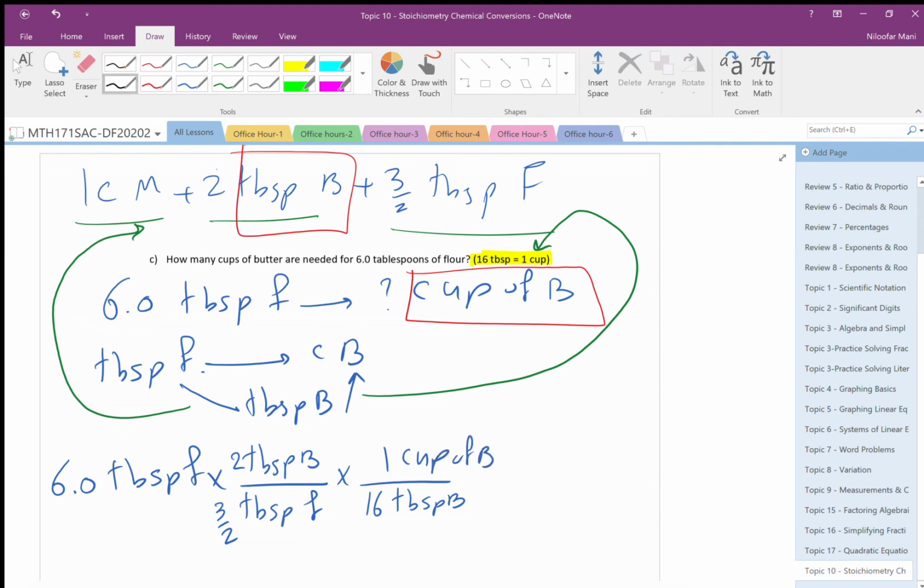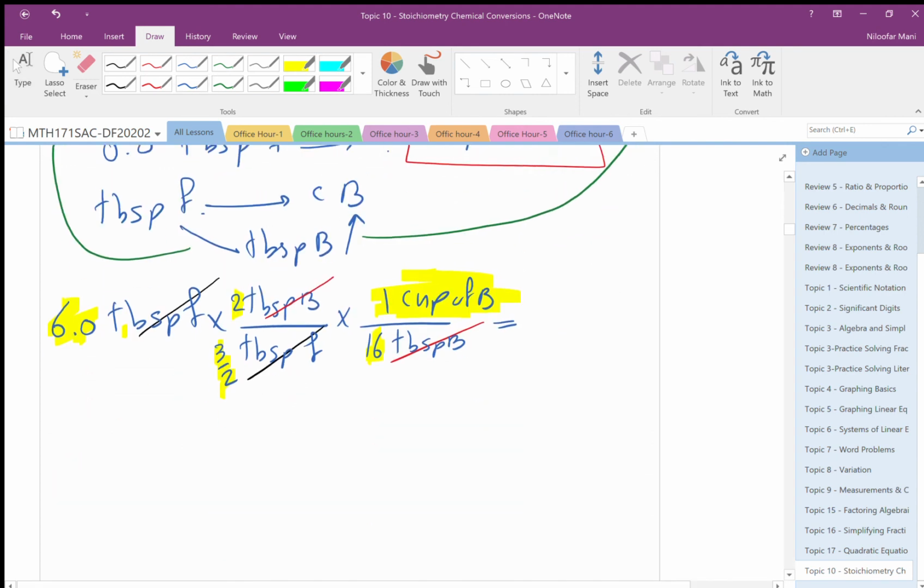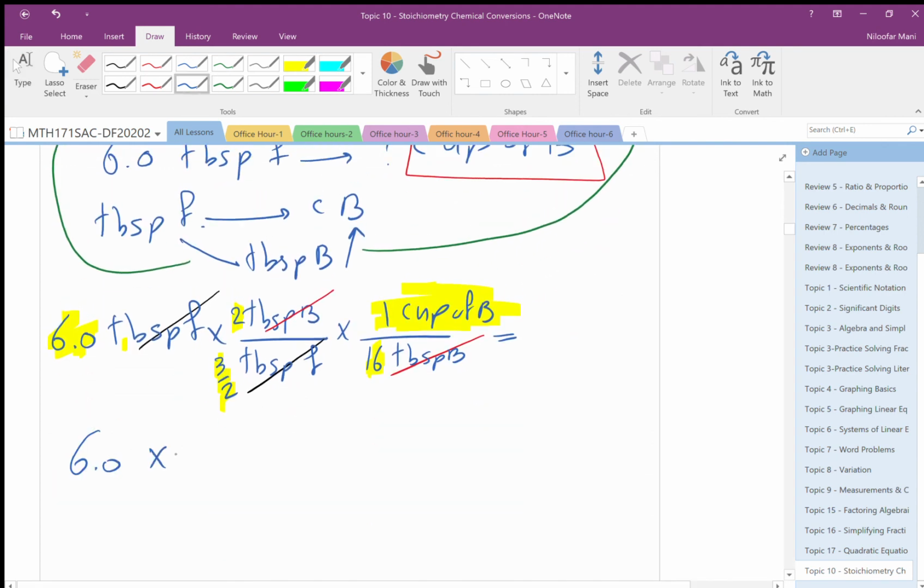So I can cancel tablespoon of F with tablespoon of F, and tablespoon of B with tablespoon of B, and then I have cup of B, I have 16, I have 2, I have this, and I have this. Okay, so good. So I multiply this with 2, divide by this, and also 1/16, and it is what it is. I just can calculate.